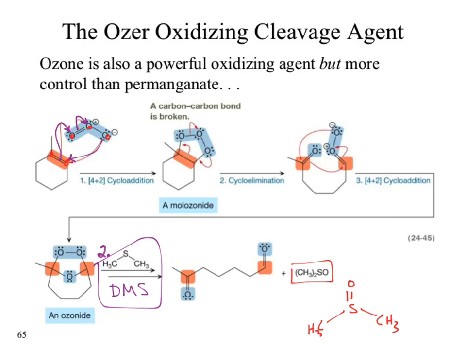What happens to the final product? What happened to the DMS? It scavenged that last oxygen. So it's still a D, it's still an M, it's still an S. DMSO sound familiar to anybody? Yeah, that was our nice standard solvent, polar aprotic solvent that we use back with our substitution reactions. Okay, make sense?